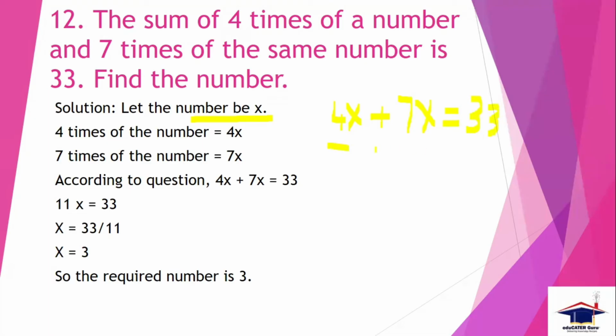This is what they have told in the question. So we have to consider 4 times of the number is 4x, 7 times of the number is 7x. So according to the question, it is 4x plus 7x equals 33. 4 plus 7 is 11. 11x equals 33. So 33 divided by 11 is 3. Hence the required number is 3.